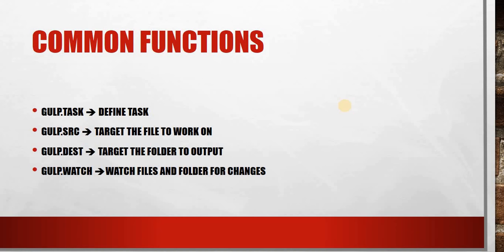Common functions of Gulp. These are the top common functions of Gulp. We have gulp.task, which we are going to use to define the task that we want to run, and we have the second one, which is gulp.src, which means Gulp source, which targets the file to work on, and gulp.dest, which targets the folder to output. That means after working on the targeted file, you have to push it out to a folder, understand, and that is your deployment folder actually.